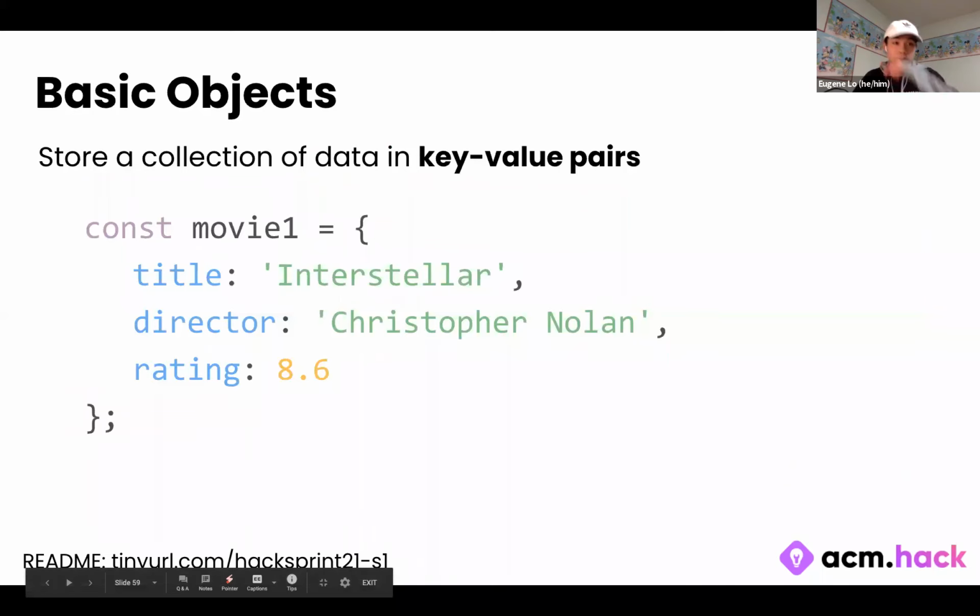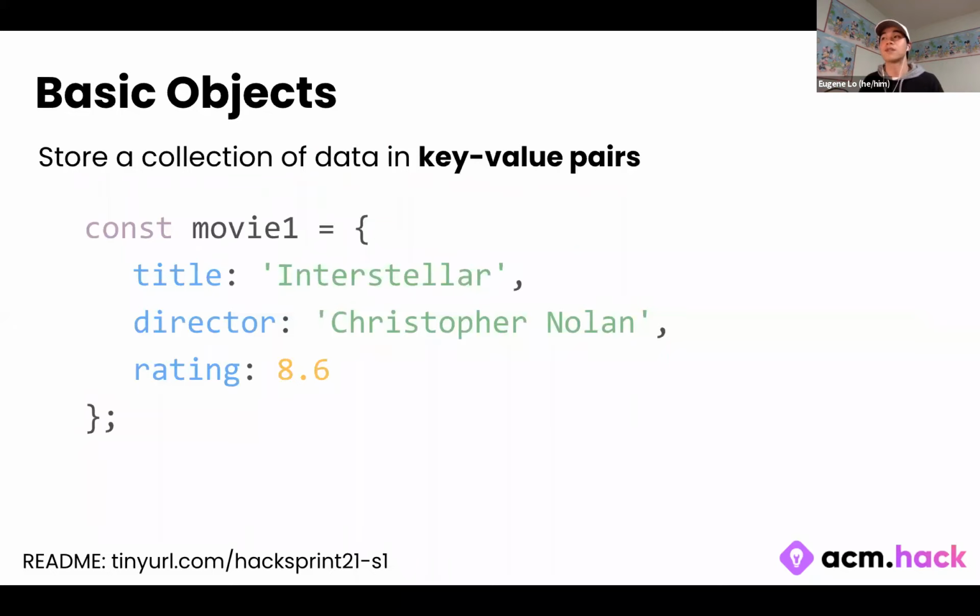In JavaScript, you can use objects, which are ways that you can store a collection of data into a single place using key value pairs. And objects are themselves values, so they can be stored in variables. So here I've gone ahead as an example and declared a movie1 variable, and we store an object. Inside this object are key value pairs with all of the information we had before about our first movie, which was Interstellar.